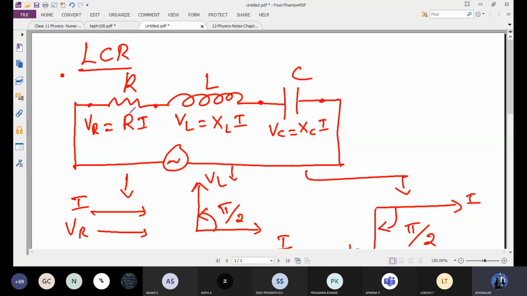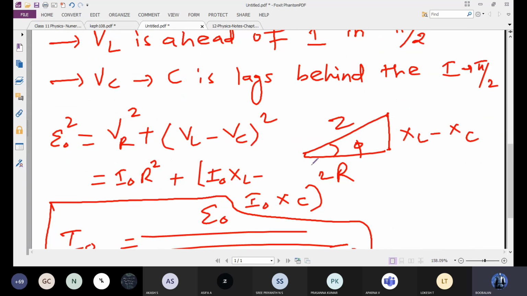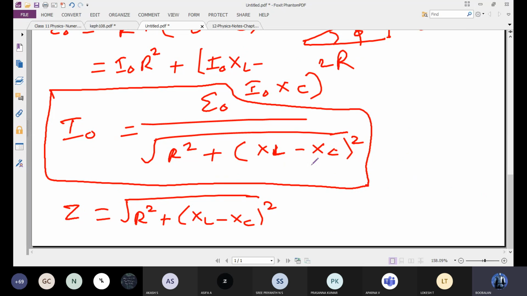Every resistance has some resistance, that is the R value. Like that, L also has an XL value, and C also has an XC value. The resistance is there separately, but combined together, there is one resistance. It will offer some opposition. That is called the effective resistance of the LCR circuit. L, R, C combined together give one resistance, called the effective resistance of the LCR circuit.